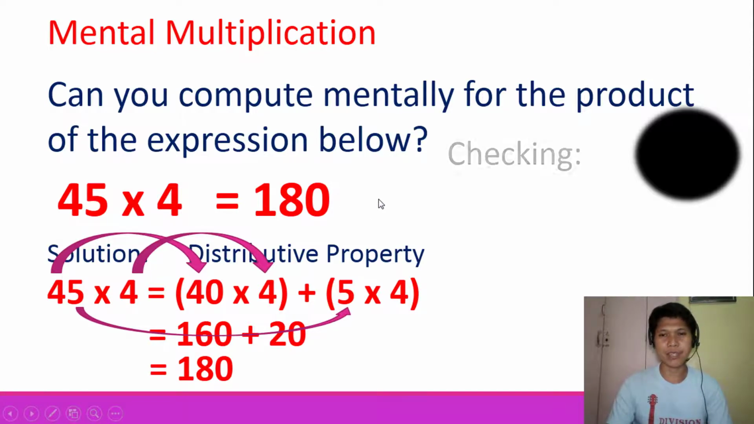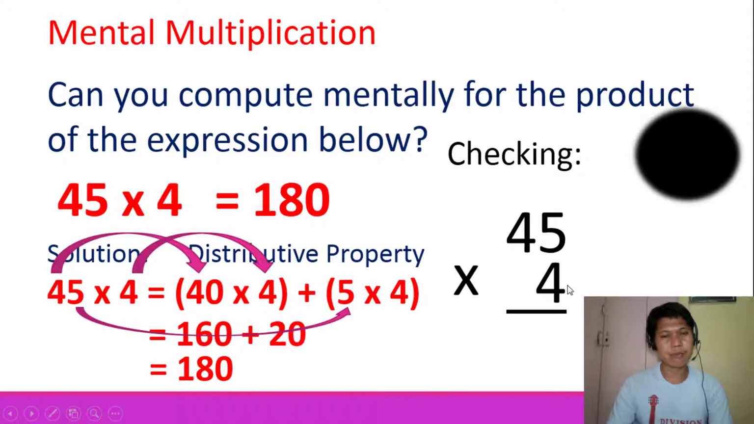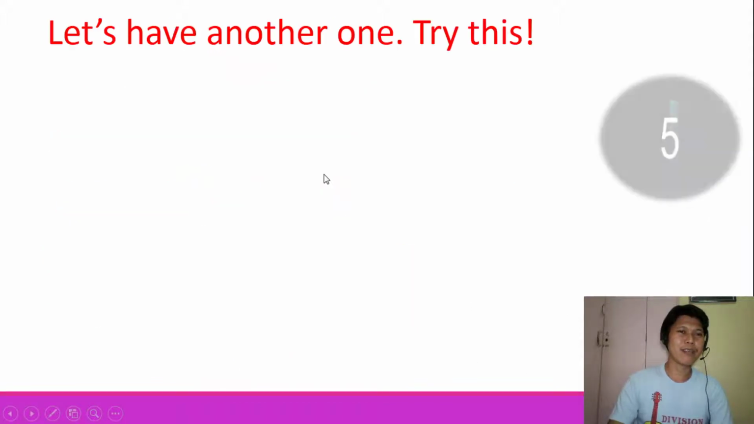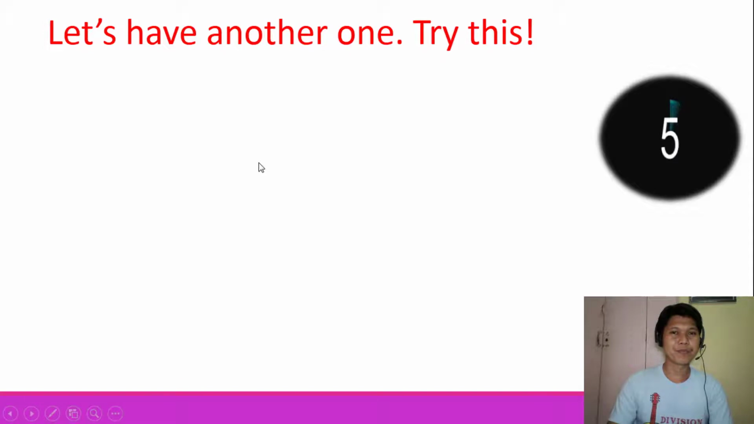Okay, let's try to check. 45 times 4, by using the multiplication process that we had in our discussion during our last topic. So 5 times 4 is 20. Carry two groups of 10, and then 4 times 4 is 16, plus 2 is equal to 18. Therefore, our answer is correct. Okay? So this time, let's have another example. Try this one.